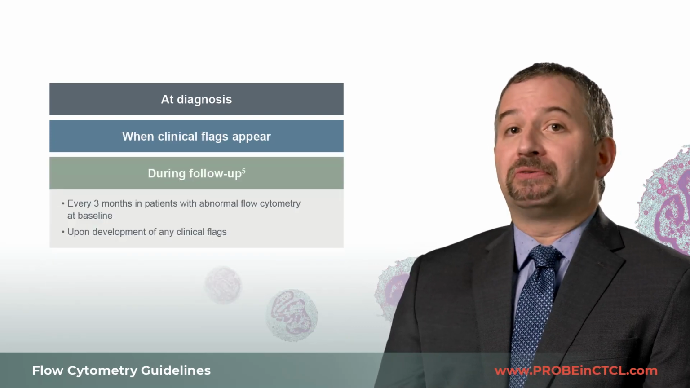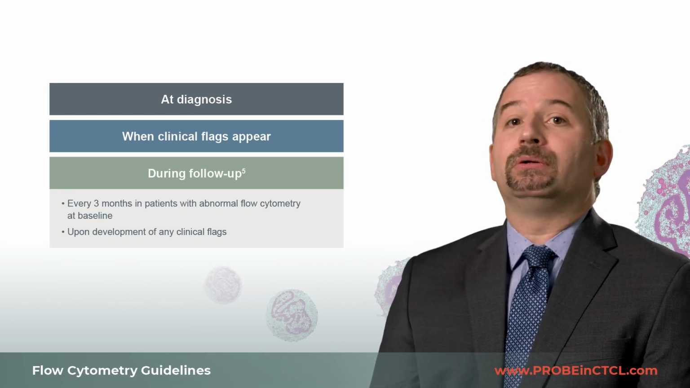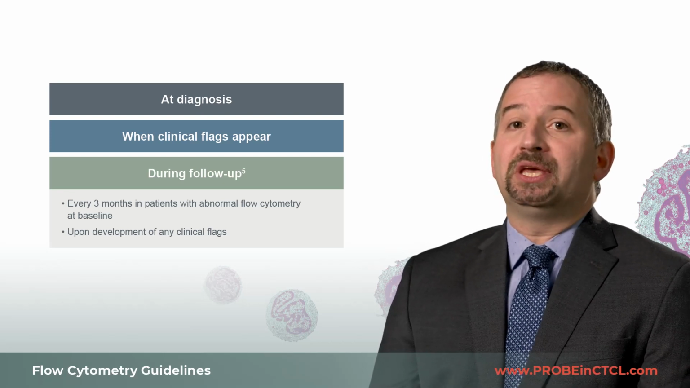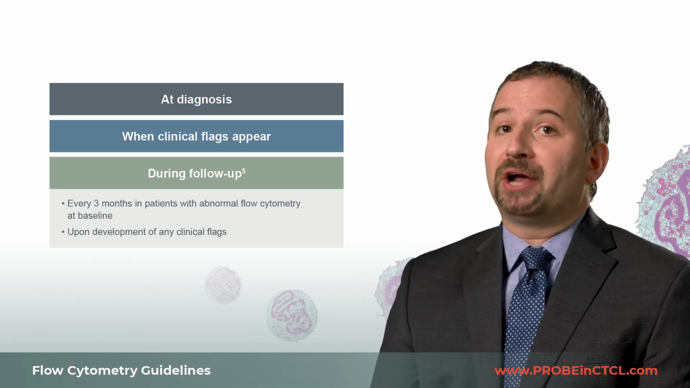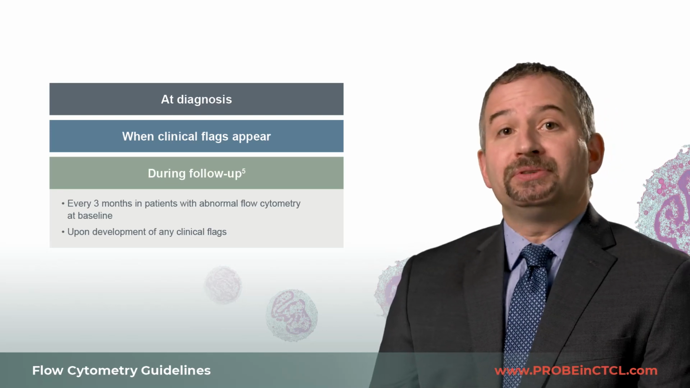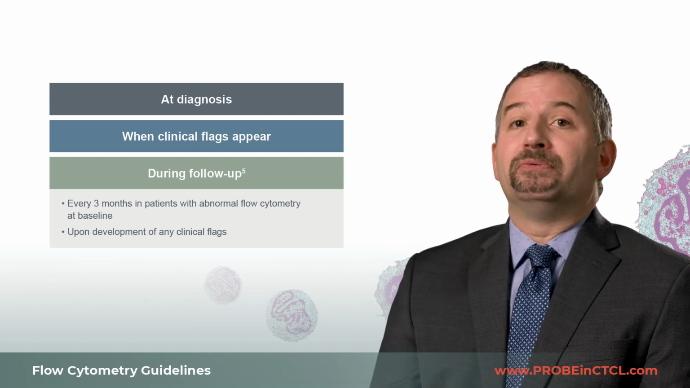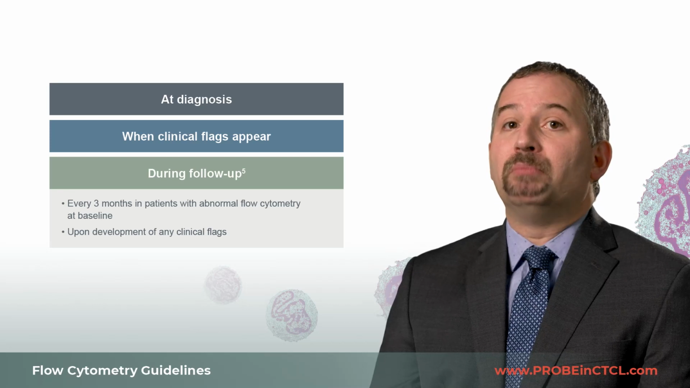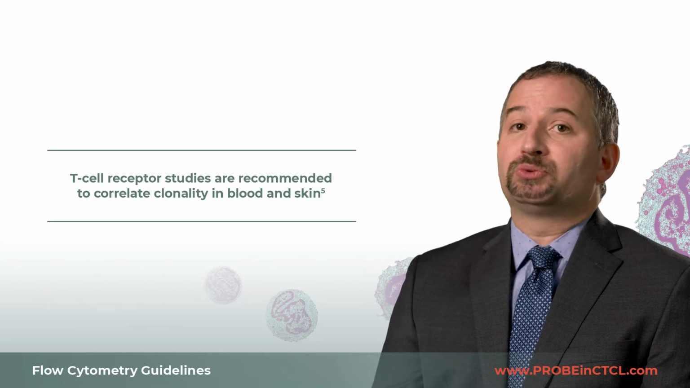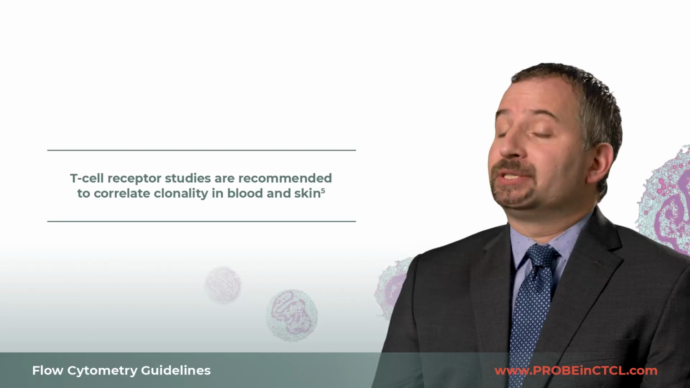How often might you consider flow cytometry during follow-up with your patient? Every 3 months is recommended where practical, or in the case of abnormal flow cytometry at baseline. Flow cytometry should also be considered if there is disease or stage progression, or upon the development of any clinical flags. And if the flow cytometry results are abnormal, T-cell clonality studies should be done as follow-up to confirm clonality in diagnosis and monitoring. NCCN guidelines recommend correlating T-cell receptor studies with molecular findings from the skin to determine if clones in the blood are the same as the ones you find in the skin.